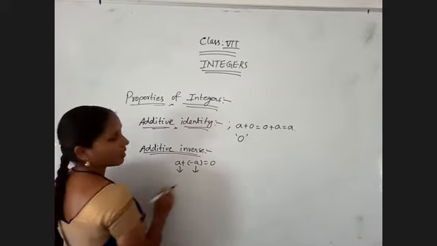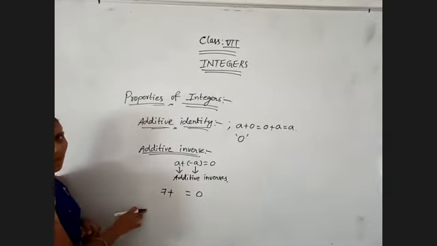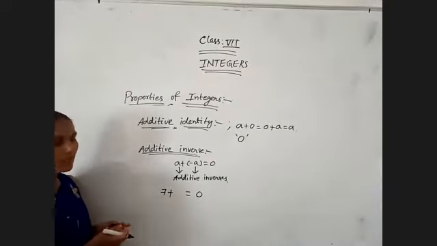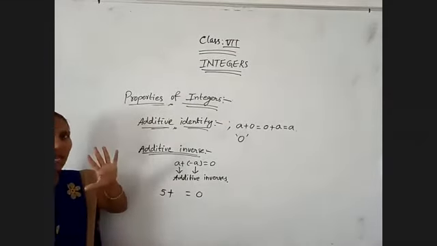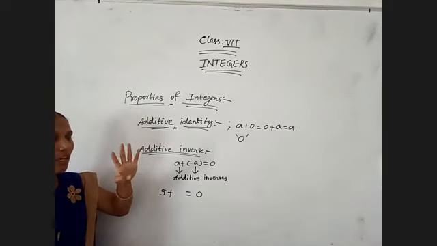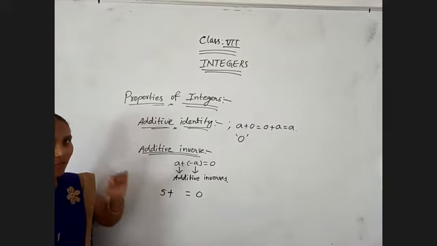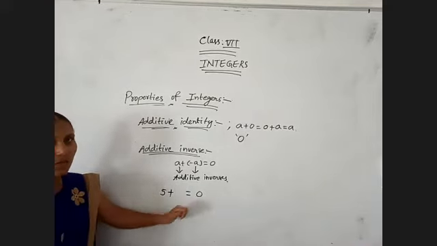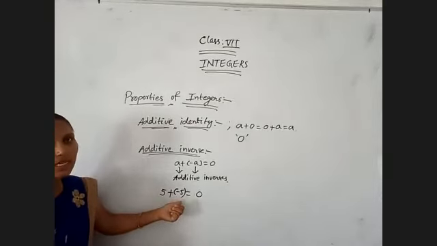Take one example, 7. First 7, what should I add to get the result as 0? That is minus 7. Or suppose take 5, and I want to get the result to 0. That means I need to remove this 5: 1, 2, 3, 4, 5. I need to take away 5 to get the result to 0. That means I have to add minus 5 to get the result as 0. That's why 5 and minus 5 together are called additive inverses.